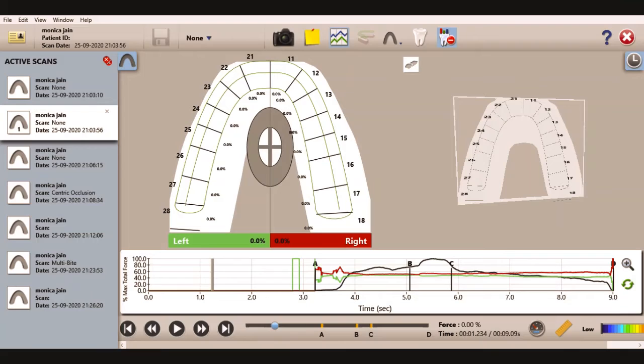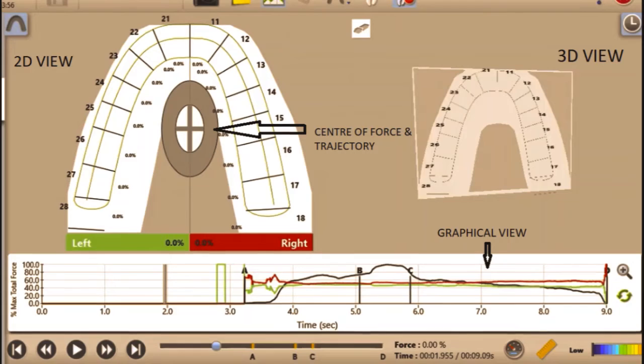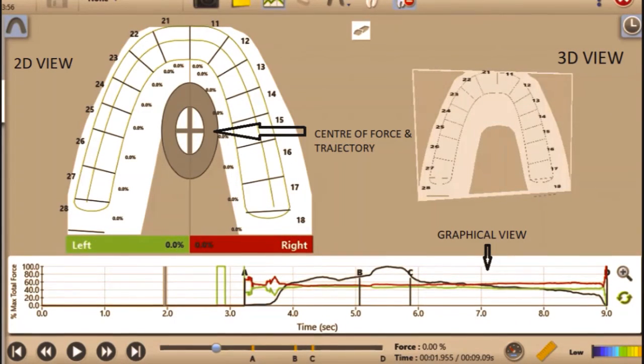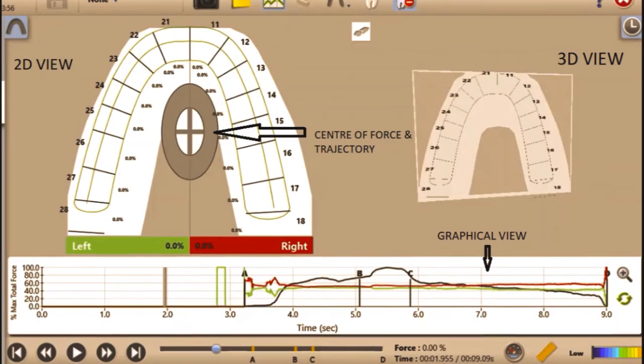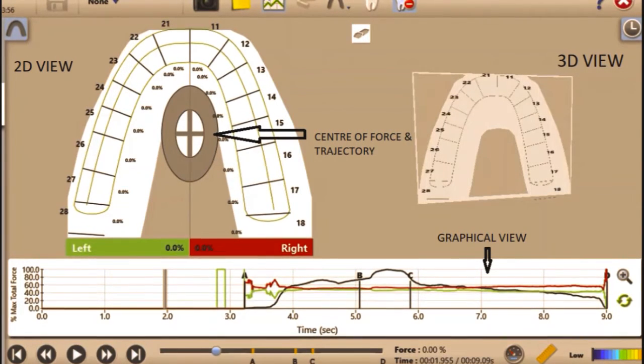The occlusal forces are transmitted to the computer, which, with the help of software, quantifies the occlusal forces and represents them on the software screen. The software screen is divided into 3 segments. The upper left segment, which is the 2D view, shows the overview of the whole occlusal force area, with the oval segment showing the center of force and trajectory.